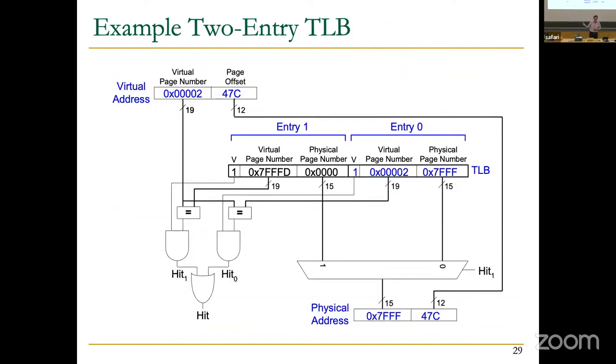This is the toy example from your book also. It's essentially a 2-entry cache, right? Essentially, it caches a translation. It caches the page table entry. Here, we don't have the access control bits. It actually normally caches the access control bits, but your book simplifies things. Essentially, we have 2 entries. Both of them are valid over here.